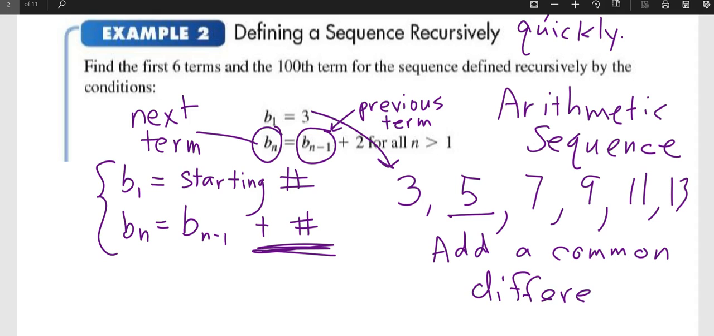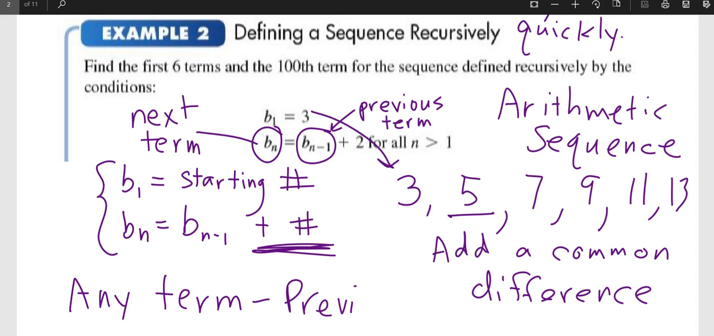Now, how do you find a common difference? If you're looking at terms like this, you take any term you want and you subtract the previous term. Now, we actually use a letter for that. We call that the common difference, D. We use D for difference. I'm pretty sure you already knew that, but figured I'd throw it in just for kicks and giggles.